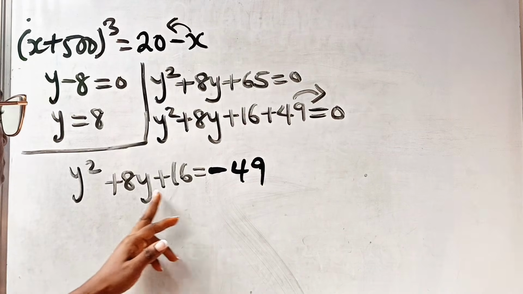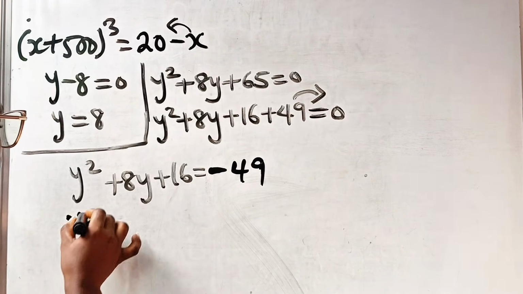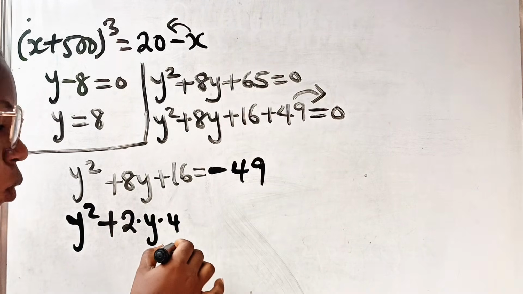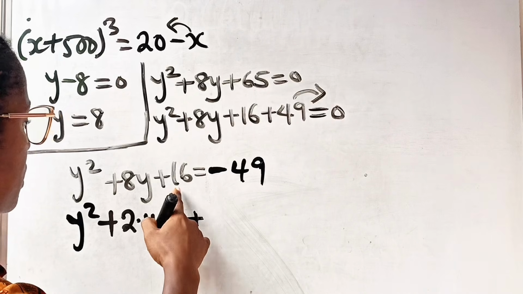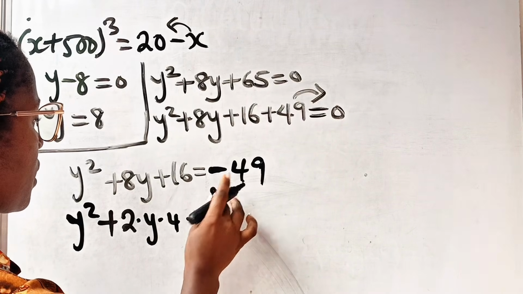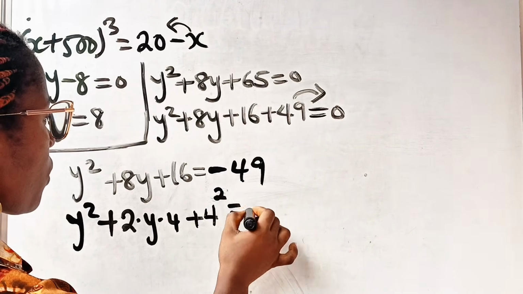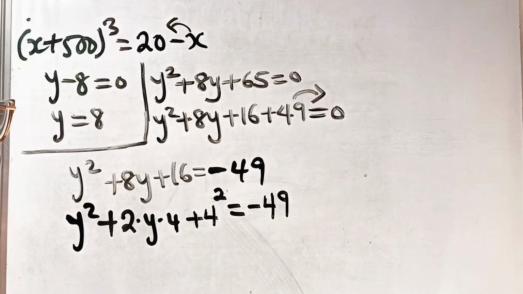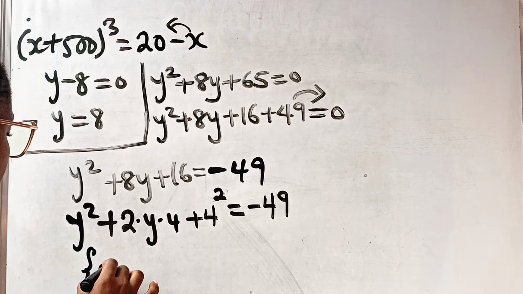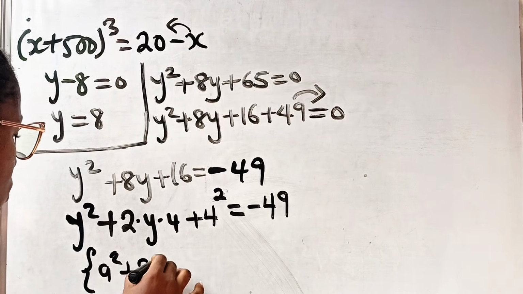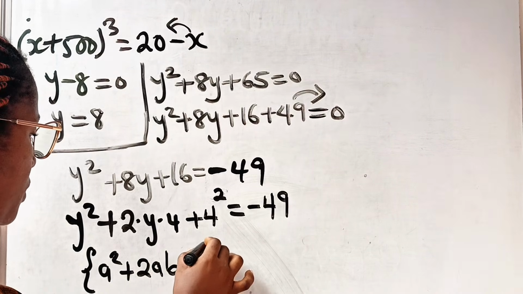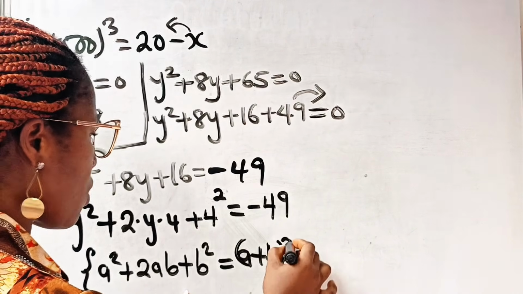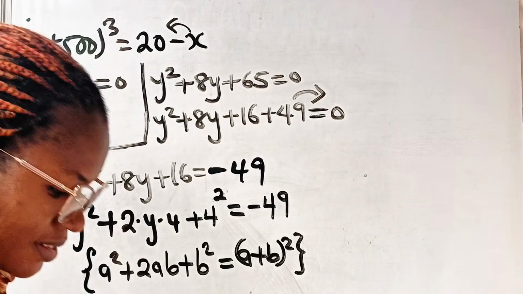Okay, now let's manipulate this. So we have y squared plus this same thing as 2 multiplied by y multiplied by 4, plus this same thing as 4 squared, is equal to negative 49. Now recall that a squared plus 2ab plus b squared is equal to a plus b all squared, right?